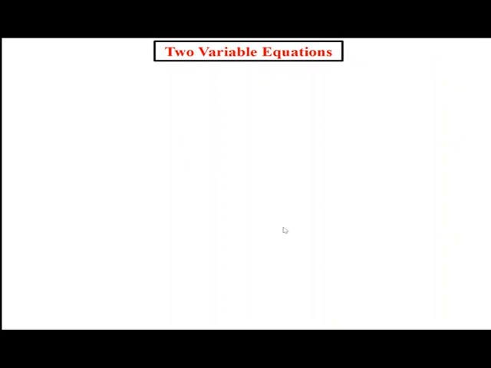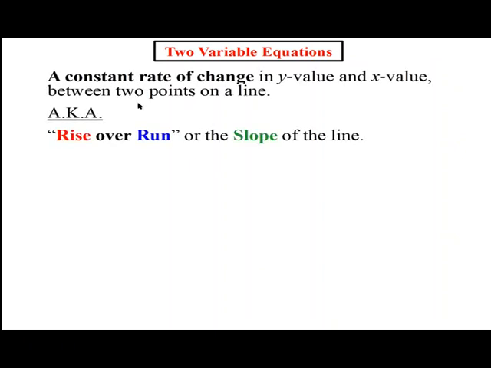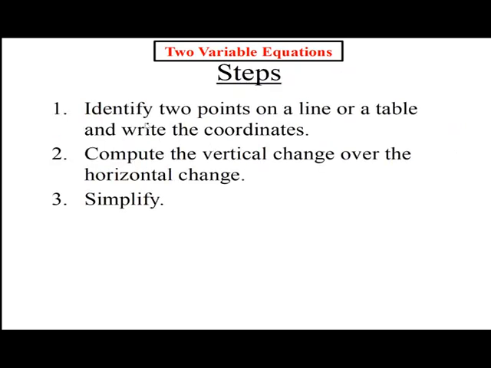So from there, I remember I gave you guys directions. Here's the definition: a constant rate of change, and it has to be constant. There cannot be any curves or anything like that. It's known as rise over run, or also known as the slope. Steps given. You don't have to write these down, but if you write them, that's fine. Step number 1 says identify 2 points on the line or on the table and write the coordinates. Simple. Step 2, compute the vertical change over the horizontal change, which is the Y over the X. From there, you write your slope and then you simplify it.